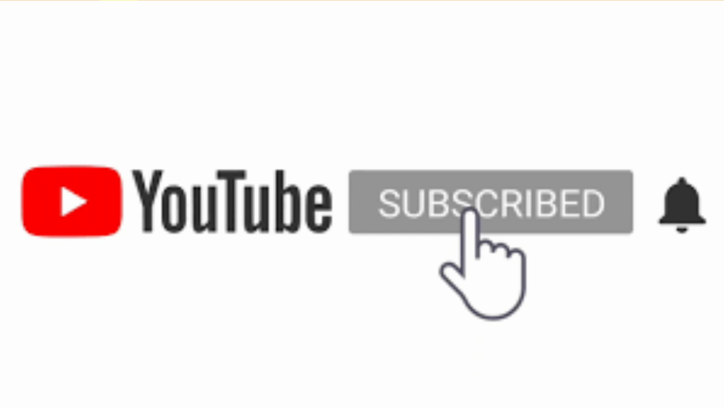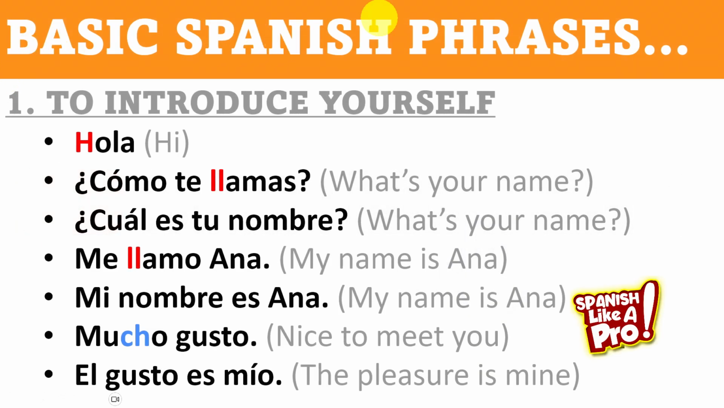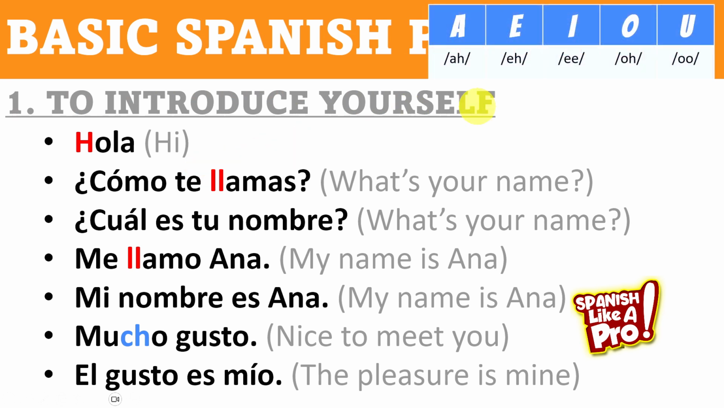Now it's time for a quick exercise. Let's put our newfound knowledge to use. We're going to start with basic Spanish phrases that we use to introduce ourselves. And if you remember, this is the chart we've just seen with just the pronunciation. A, E, I, O, U. I'm going to give you a moment to try to figure out how to say this word. I know you know that one. This one, you know it's hola.